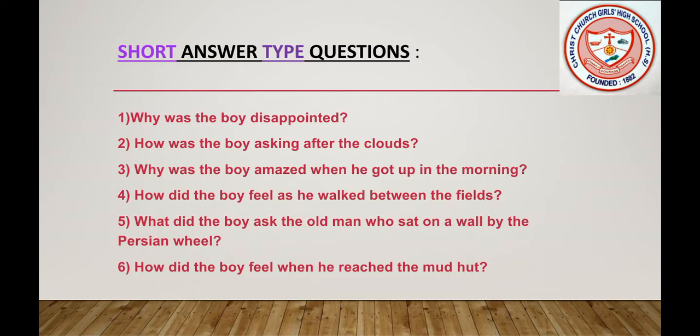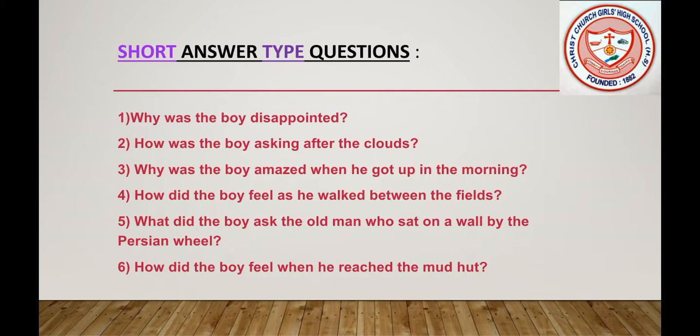So in this answer, you can write, as the boy walked between the fields, he felt as if his body was on fire and his throat was dry. Question number 5. What did the boy ask the old man who sat on a wall by the Persian wheel? So the probable answer to this question is, the boy looked at the old man and finally asked him whether the clouds came there or not.